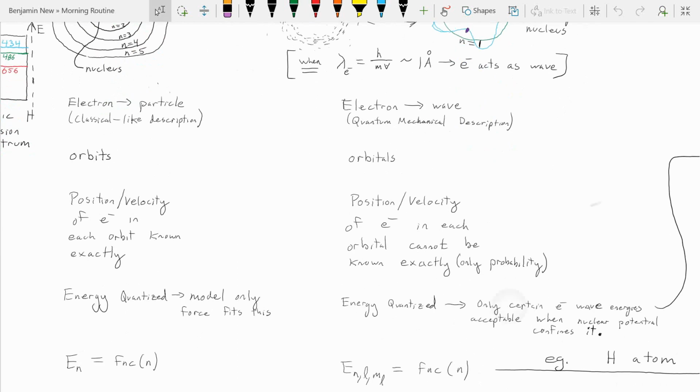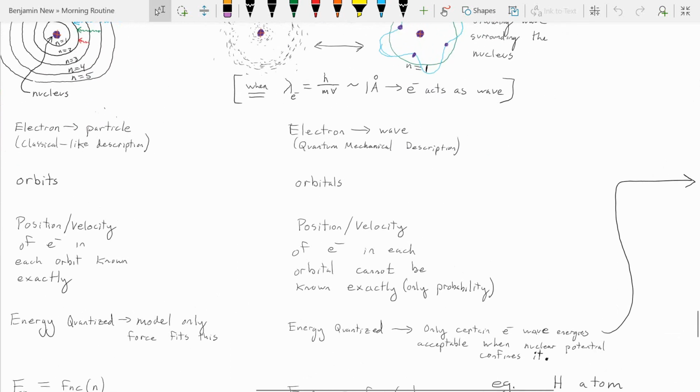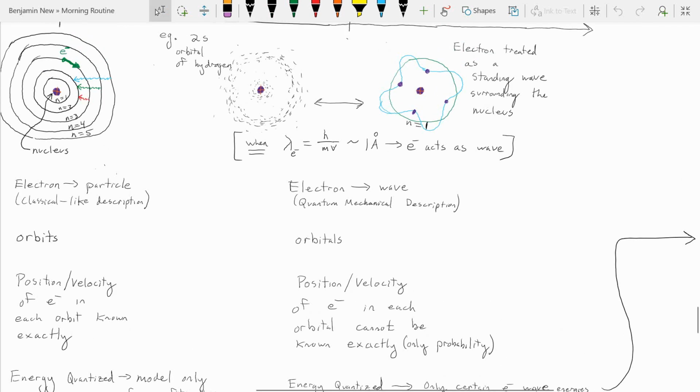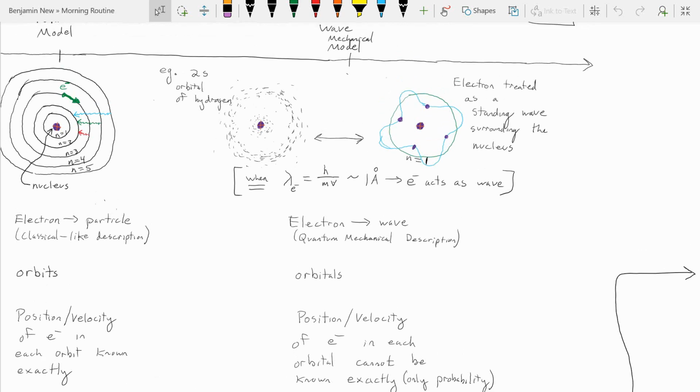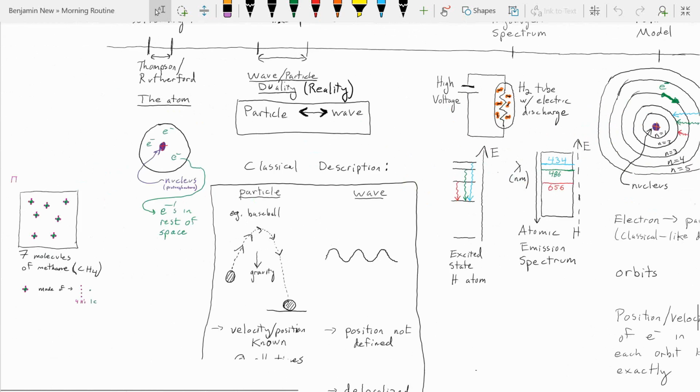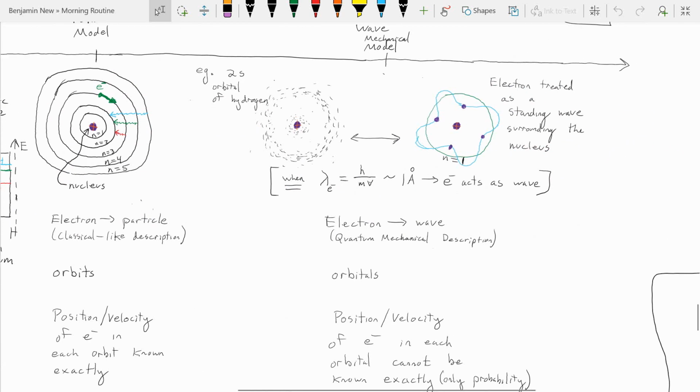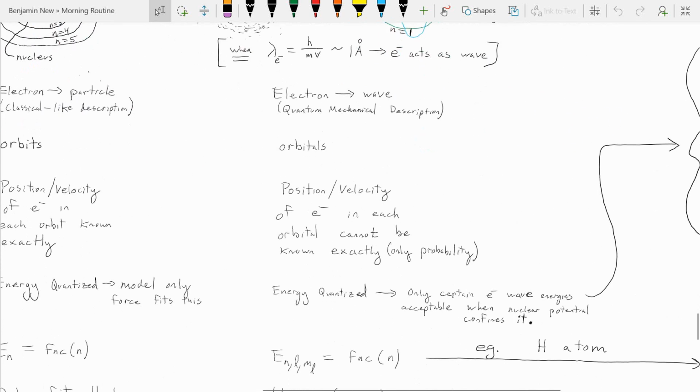So the position and velocity of the electron in each orbital cannot actually be known exactly. We can only find the probability, or in other words, it's smeared out over space, which we expect for waves because waves are delocalized, as we've said over here. So that sort of makes sense.